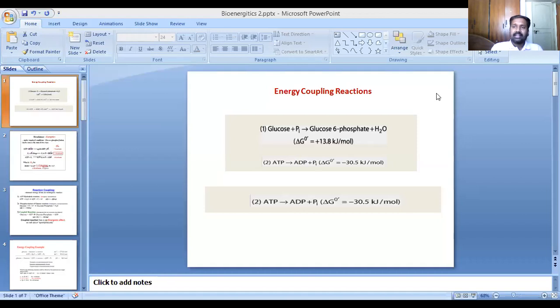The cells, in the last week we have discussed this at length. The cells cannot use heat as energy, so they have to be dependent on the other form of energy, which is the chemical energy for carrying out endergonic reactions. Now, what is this chemical energy basically? The chemical energy is nothing but the energy which is released when a chemical reaction is done, is it not?